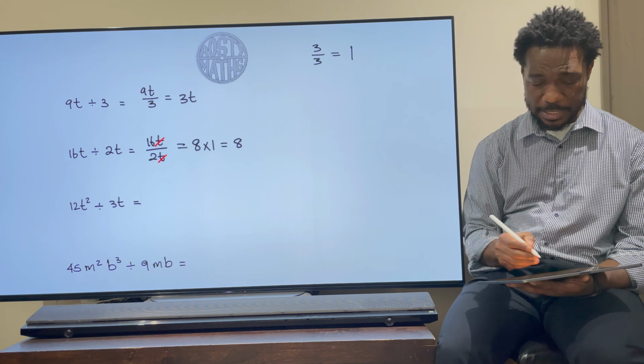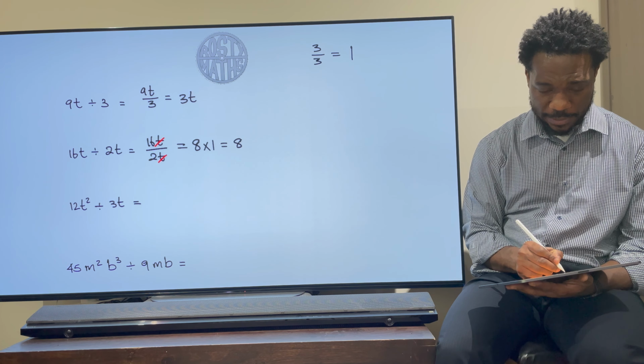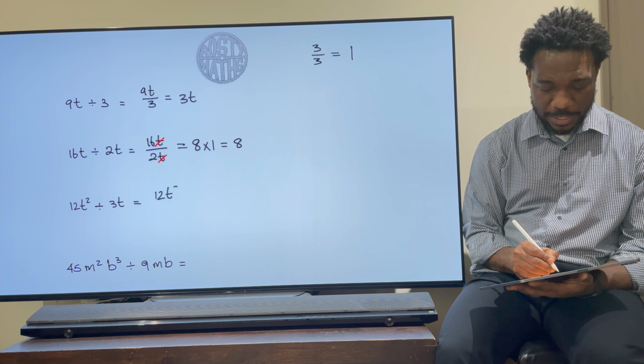And I would keep writing it as fractions. You've got to get used to seeing it like that. So I've got 12t squared divided by 3t.